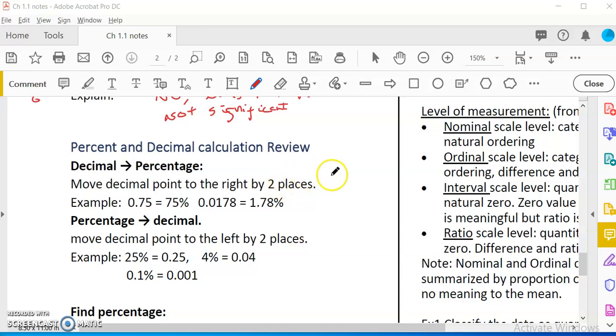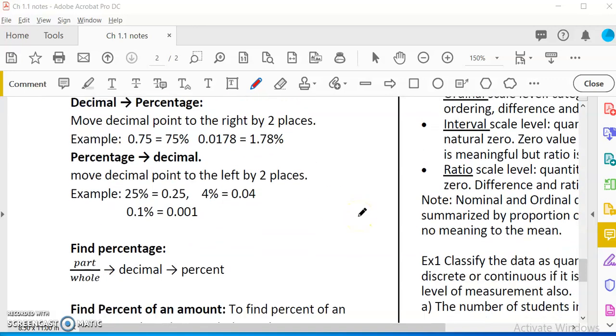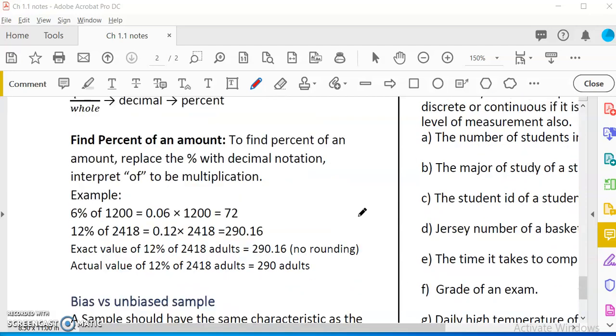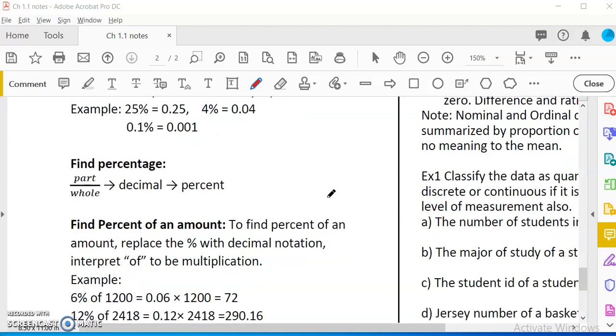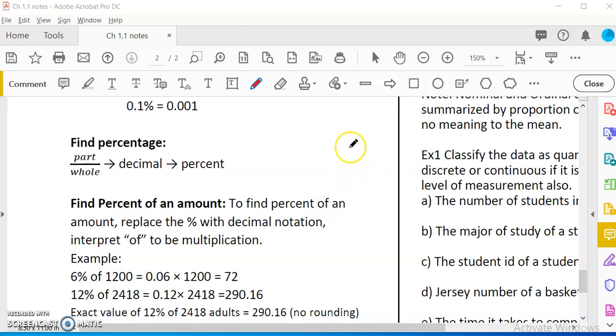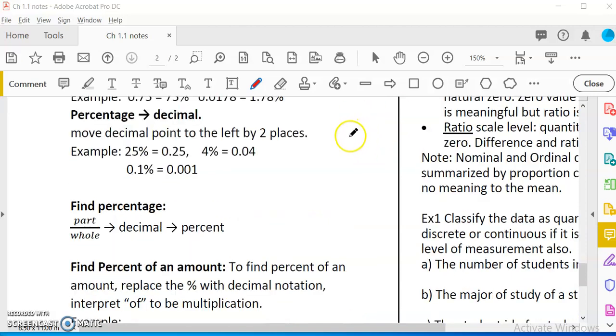We are looking at two concepts here. Just review a percent decimal calculation and also talk about what is a good sample, because to have a good prediction using the sample data to predict about population, your sample needs to be good, right? Your sample needs to be representative. So we'll talk about how to get a good sample, which is what we'll be doing in 1.2. So it's kind of like an introduction of that.